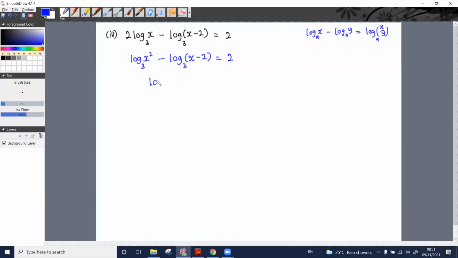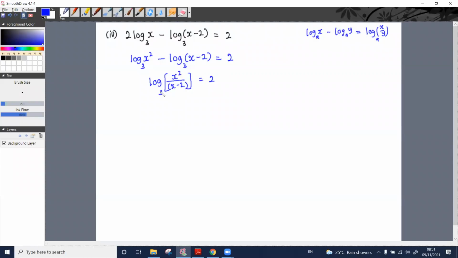So the left hand side we should be able to represent as log of x squared over x minus 2 to the base 3 equals 2. Here x squared was divided by x minus 2.